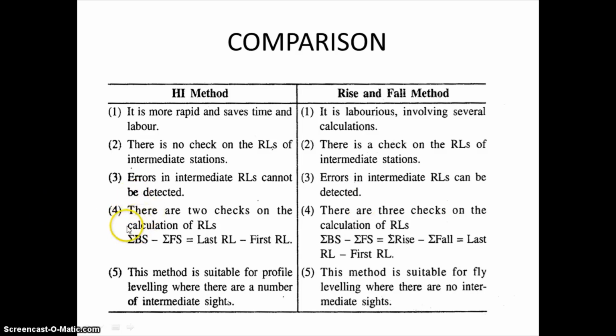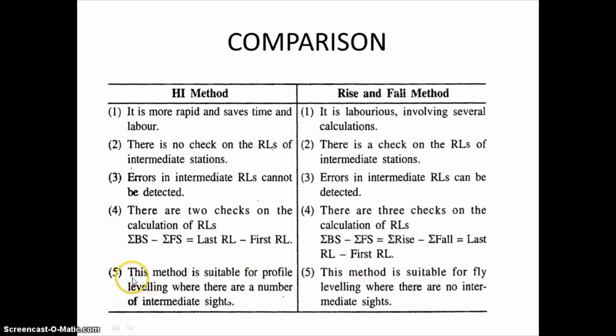Now, fourth point, very important. There are two checks on the calculation of RLs, that is summation BS minus summation FS is equal to last RL minus first RL. Whereas here, there are three checks. Instead of two, here there are three checks, that is summation of BS minus summation FS is equal to summation rise minus summation fall is equal to last RL minus first RL.